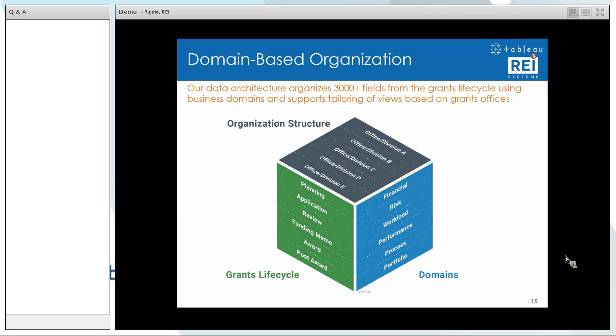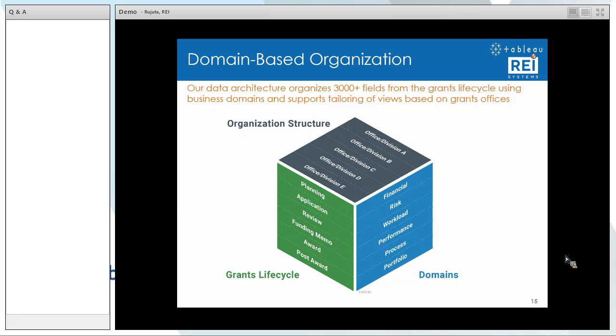As you can see, this is a cube graphic showing multiple perspectives of the same data. The grants lifecycle shows a typical list of grant phases like planning, application, review, etc., which is common to most grant-making agencies. The organization structure of an agency or a bureau shows multiple offices or divisions that are involved. The domain-based approach provides the best of both worlds to the government by merging both the lifecycle and organization structure perspectives together.